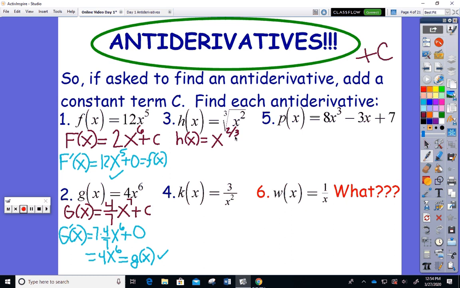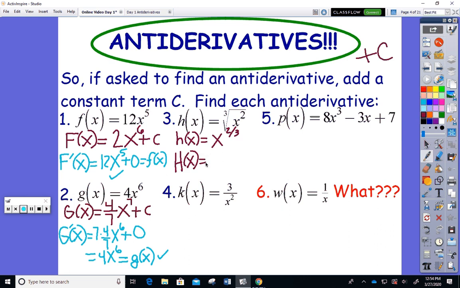So in general, what I want is some number a times x to some other numerical exponent b. If I've got it in that format, then doing the antiderivative is super duper easy. So just FYI, that's always what we're looking at doing before we start doing our antiderivatives, okay? So let's do capital H of x now.